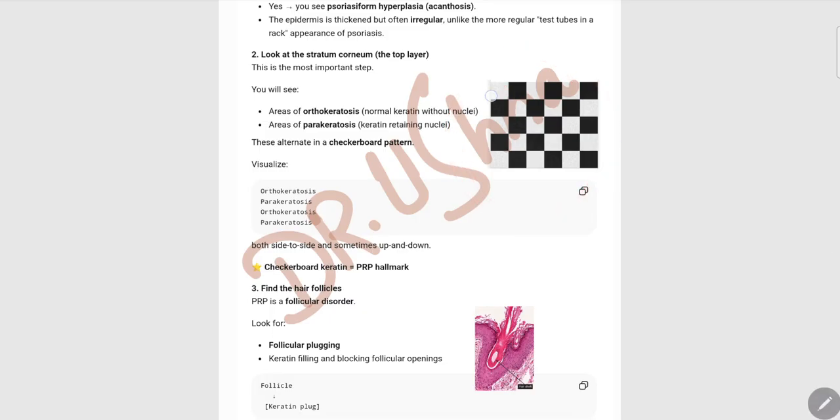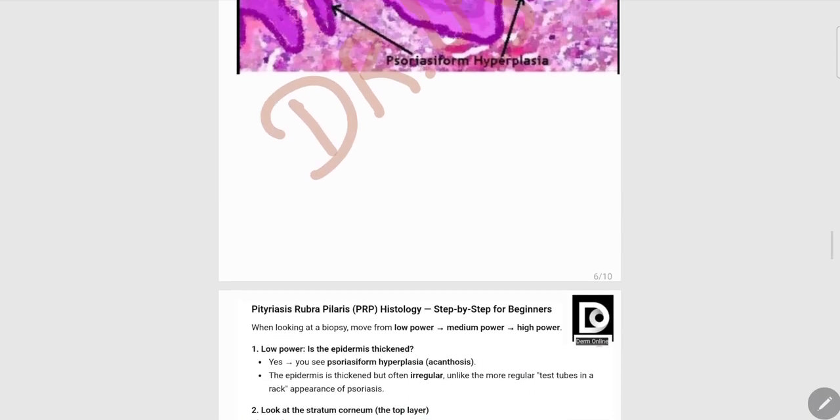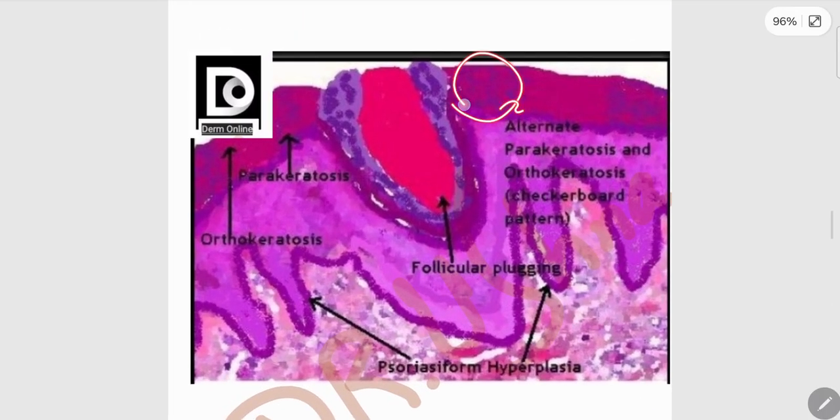So you have some orthokeratosis, you have some parakeratosis because retaining of nuclei, it will appear darker. Then again orthokeratosis, then again parakeratosis. So your epidermis is giving the appearance of the checkerboard pattern. This is the very first catching point of your PRP, hallmark of PRP.